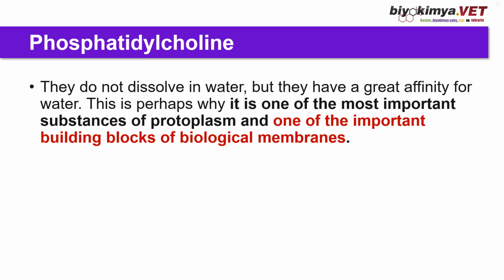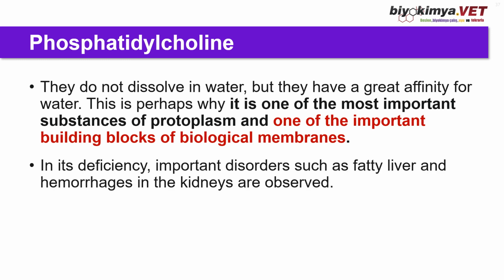Phosphatidylcholine is an important phospholipid found in cell membranes and is particularly abundant in the membranes of liver cells. It is also an important component of lipoproteins involved in the transport of fats in the blood. In its deficiency, disorders such as fatty liver and hemorrhages in the kidneys are observed.